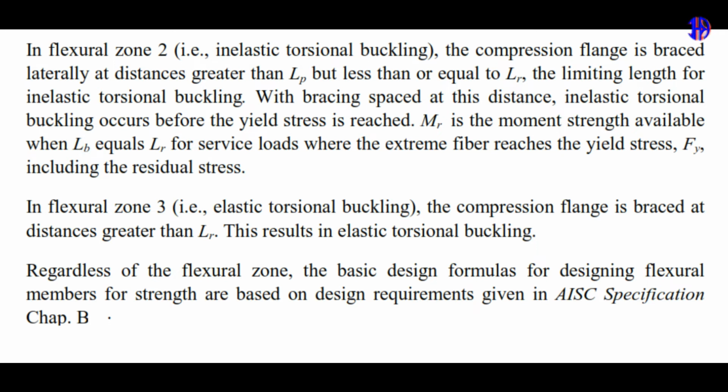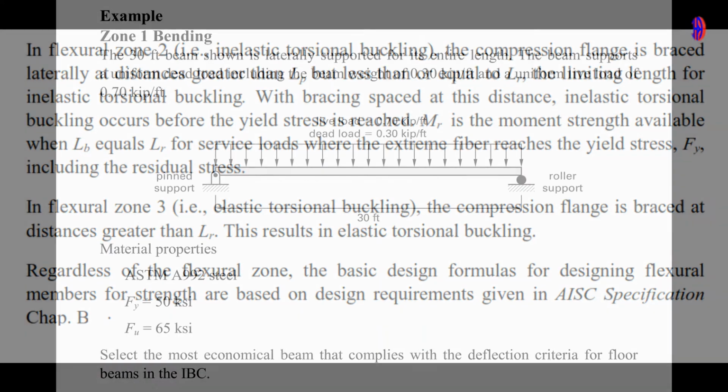In flexural zone 3, illustrative example, elastic torsional buckling, the compression flange is braced at distances greater than LR. This results in elastic torsional buckling. Regardless of the flexural zone, the basic design formulas for designing flexural members for strength are based on design requirements given in AISC specification Chapter B.